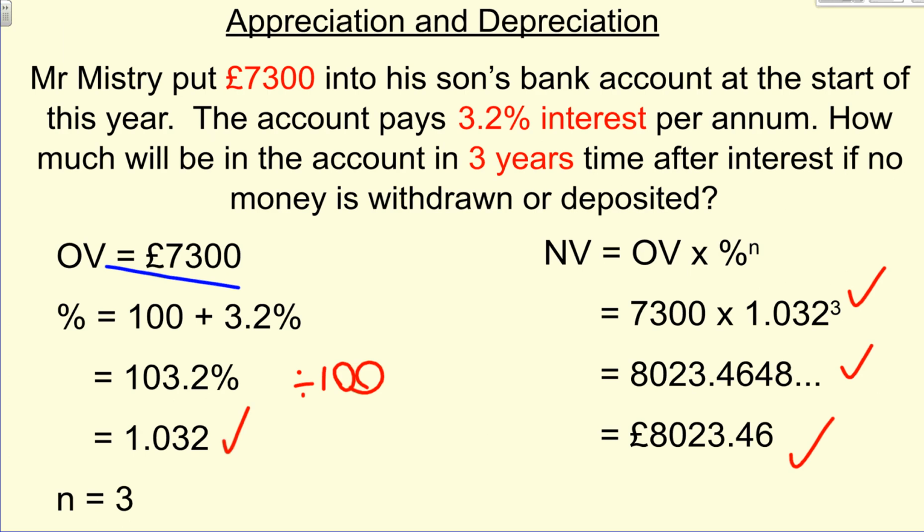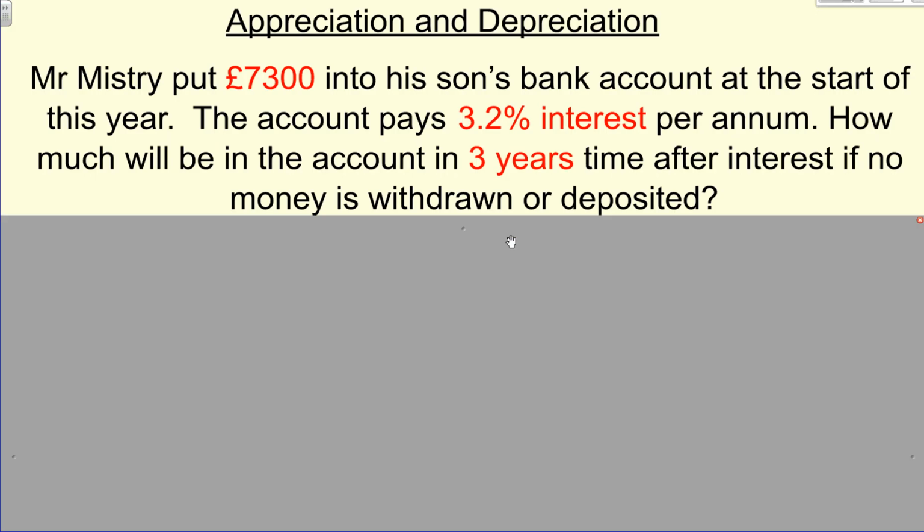But here's an example question. I'm just going to do some covering up. It says Mr. Mystery put £7,300 into his son's bank account at the start of this year. The account pays 3.2% interest per annum. How much will be in the account in 3 years' time after interest if no money is withdrawn or deposited?